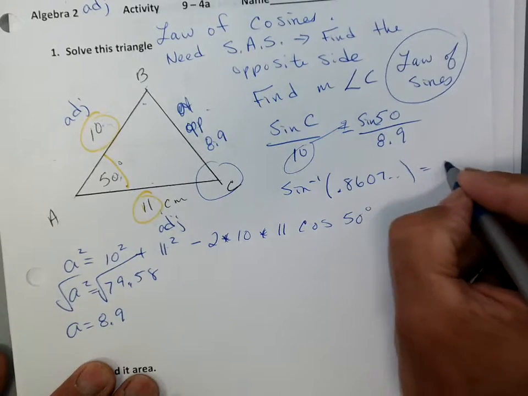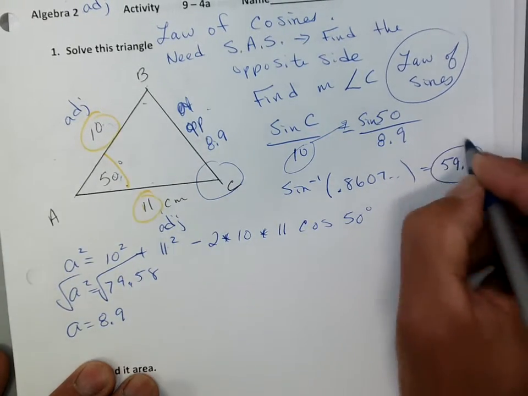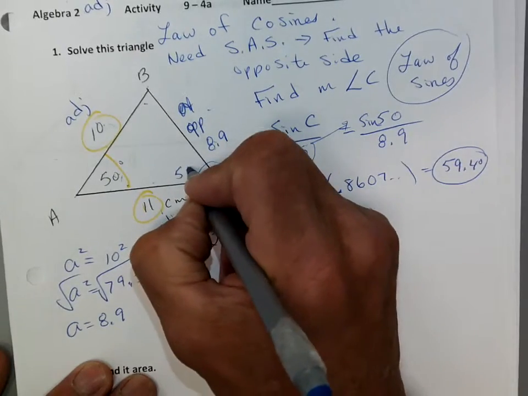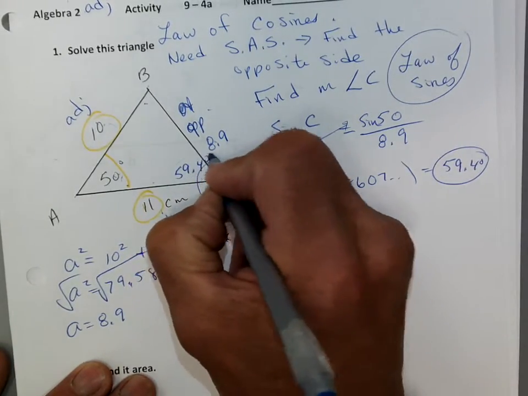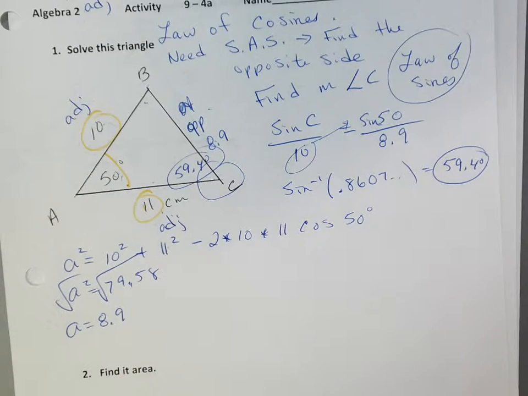So I get about 59.4 degrees, okay? Okay, how am I doing? Now, angle B is easy. You guys agree?